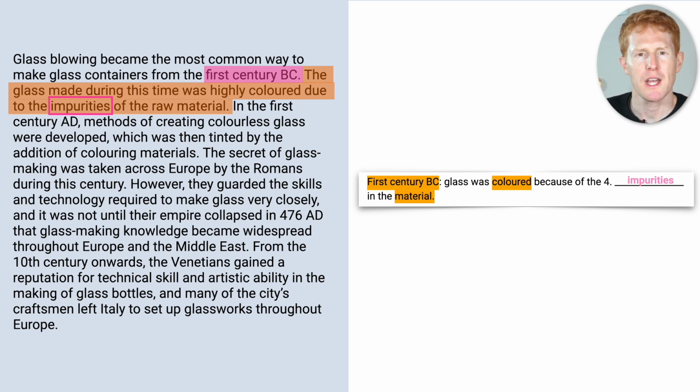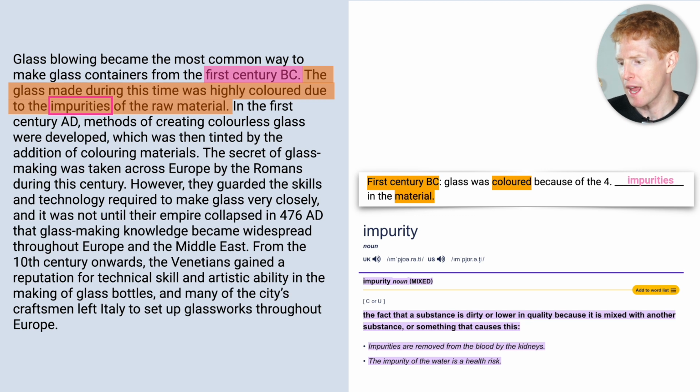So what are impurities? Well, impurity is when a substance is dirty or lower quality because it's mixed with another substance. For example, impure water would be when you have water mixed with something else like dirt. If it's pure water, then it's only water.